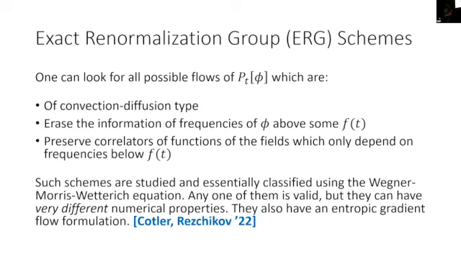And these schemes you can basically classify using this Wegner-Morris-Wetterick equation. Any one of them is valid in the sense that it satisfies these axioms, and so universal quantities you should certainly be able to compute using any one of them, but they can have incredibly different numerical properties depending on the scheme. So when you want to use them, you might want to actually design the scheme pretty cleverly. I'll show you something about that in a second. And there's something interesting about them. This is how I got into this. Because of this formalism, they all have some kind of formulation in terms of gradient flow of some relative entropy. And this is a nice way to at least write them down and think about them. It helps manipulate some of these equations, which can sometimes get a little bit confusing, at least to me.